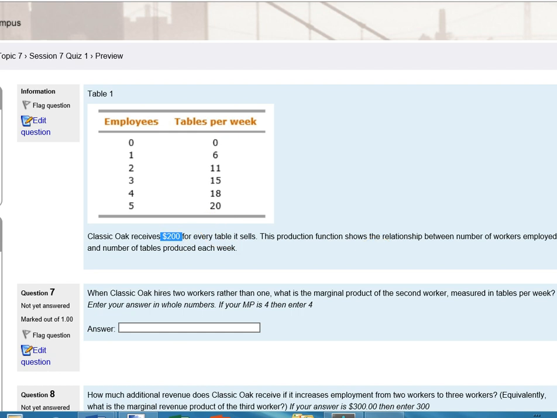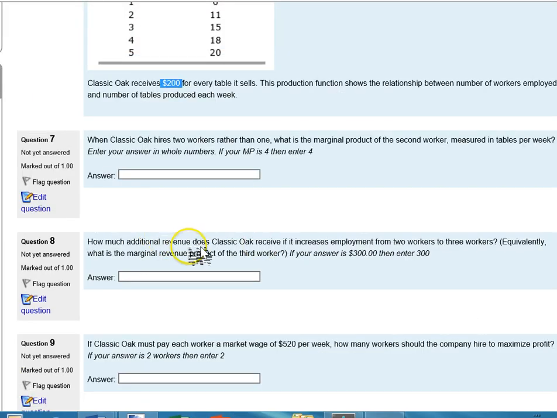So what I want you to do for question number 8 is, I'm asking how much revenue is received if it increases employment from 2 workers to 3 workers. Based upon what the third worker contributes and the value for the tables, you should be able to calculate how much revenue increases when you go from 2 workers to 3 workers.